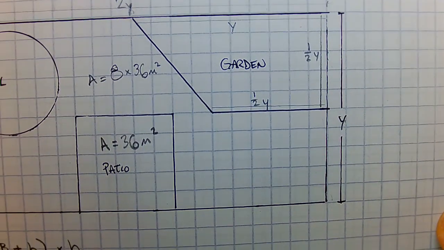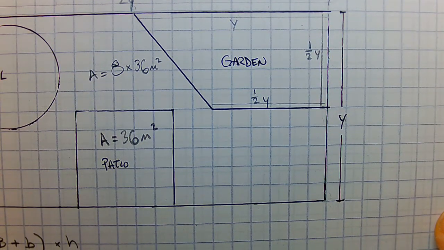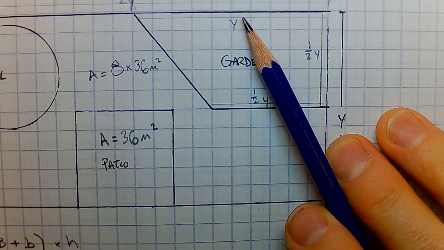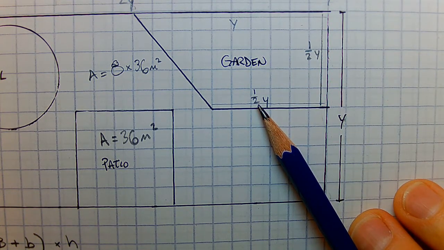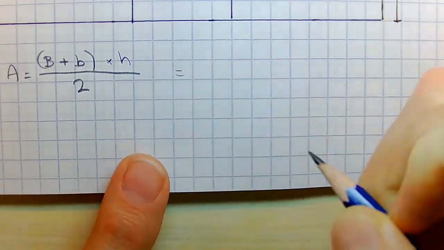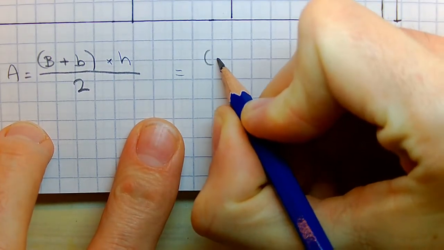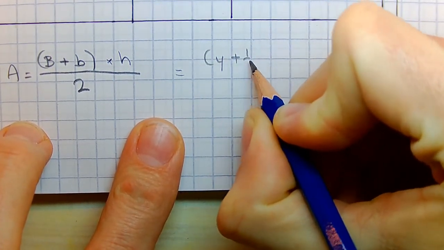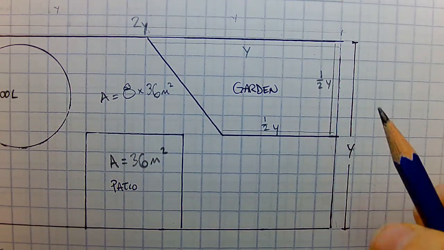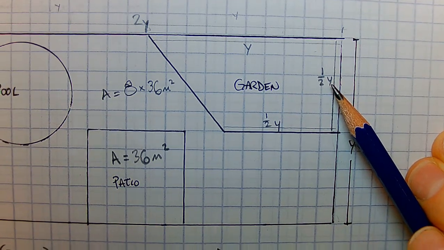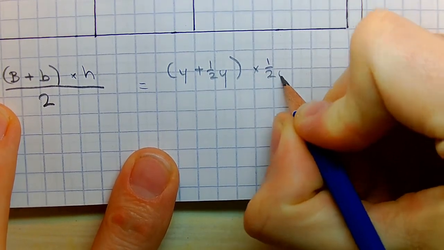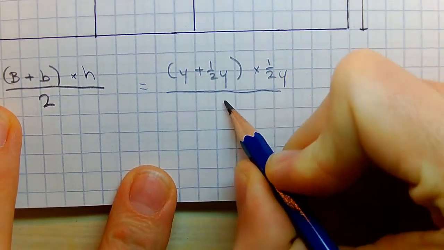Let's take a look at the dimensions that we know in terms of our variable y. We know that the size of the large base is equal to y, and the small base is equal to half a y. So we can substitute those numbers in. We can say this is the same thing as y plus 1/2 y. And then if we go back, we can see our height is equal to 1/2 y as well. And that is multiplied by 1/2 y, all divided by 2.